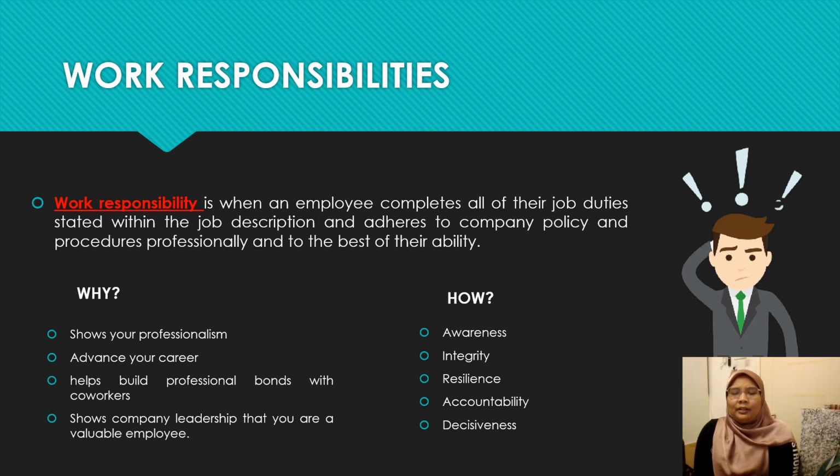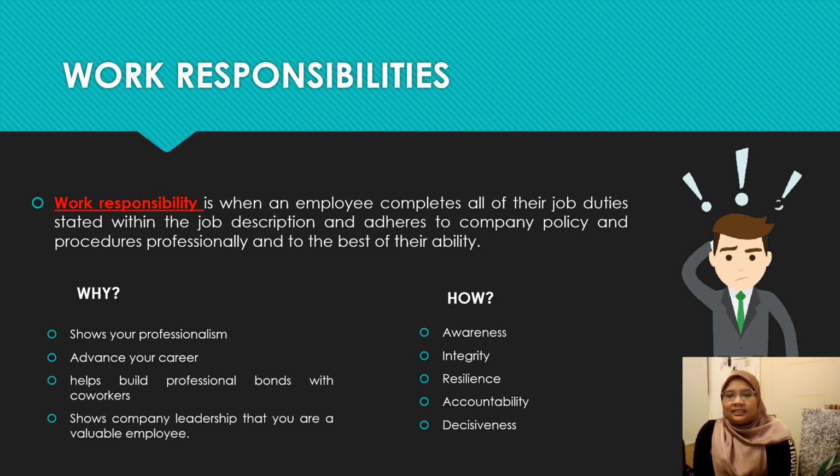Now, it comes to the big question of how. How shall we achieve more work responsibility at our workplace? To answer that, firstly, to show you are a responsible employee, take the first step by ensuring you are fully aware of your job responsibilities. Next is integrity. Integrity is a skill and trait that takes time to develop. Employees with integrity follow a strong moral code and can be trusted to make decisions that are ethical and benefit the company and those around them.